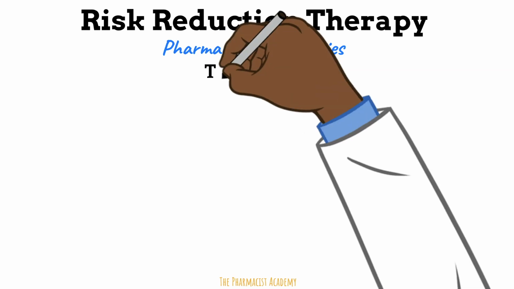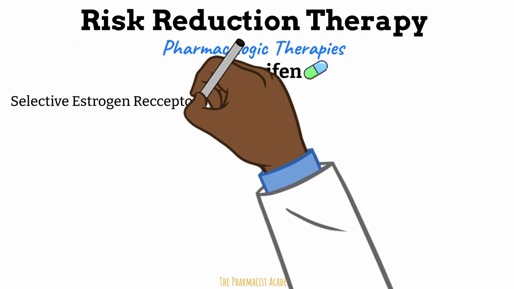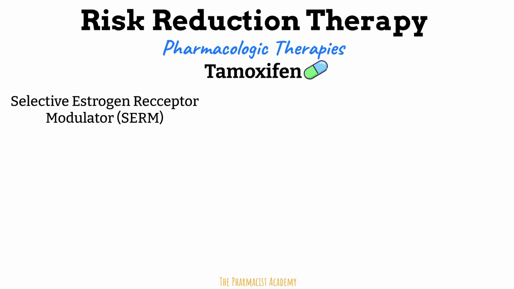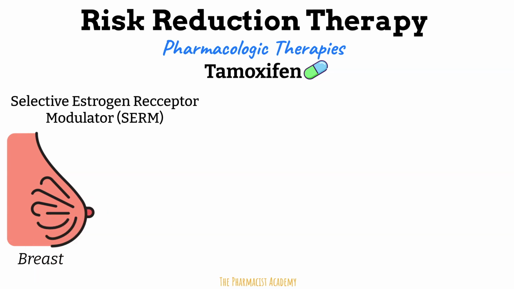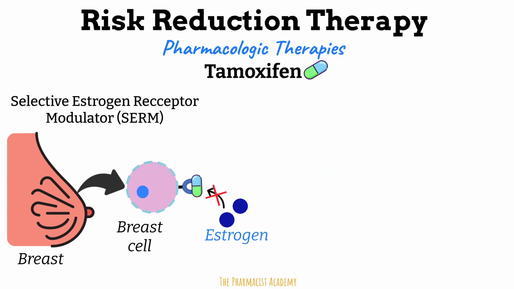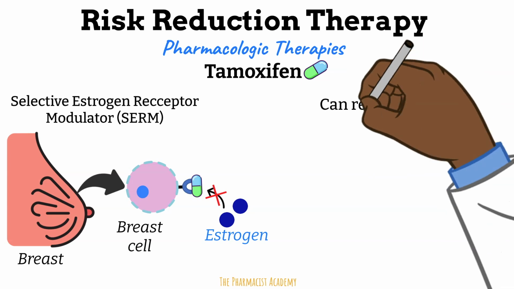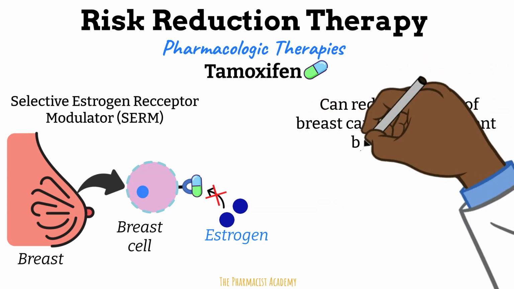So first, tamoxifen. Tamoxifen is known as a selective estrogen receptor modulator. This simply means that in some tissues, tamoxifen acts like estrogen, and in other tissues, it blocks estrogen's effects. In the breast tissue, tamoxifen occupies estrogen receptors, blocking the estrogen from binding to its receptor. This reduces the effect of estrogen, which will reduce the exposure and duration of estrogen within the body. Studies have shown that it could reduce the risk of breast cancer by 50%.